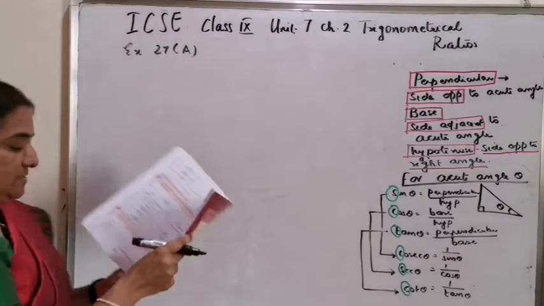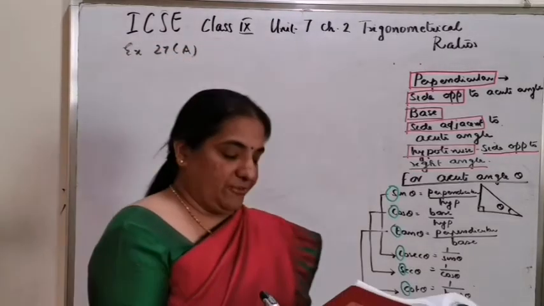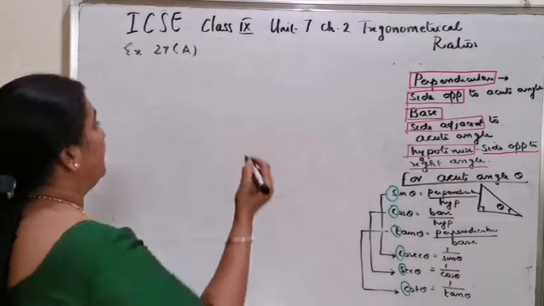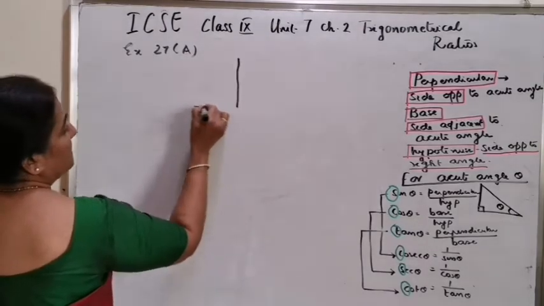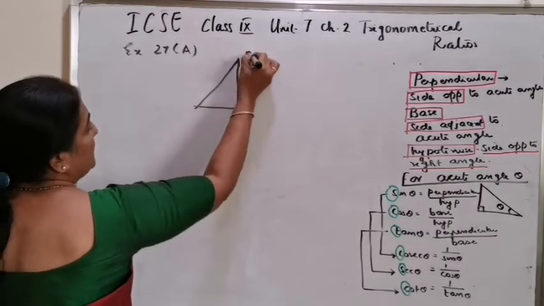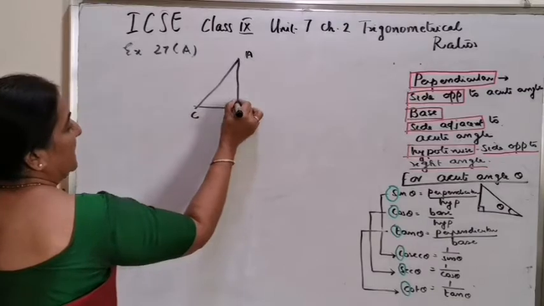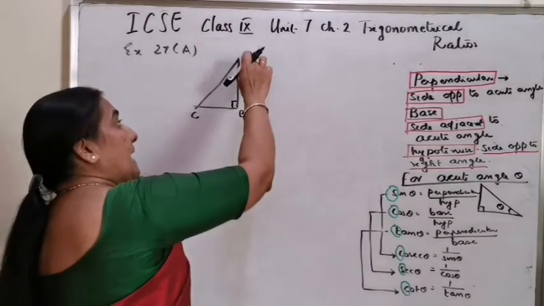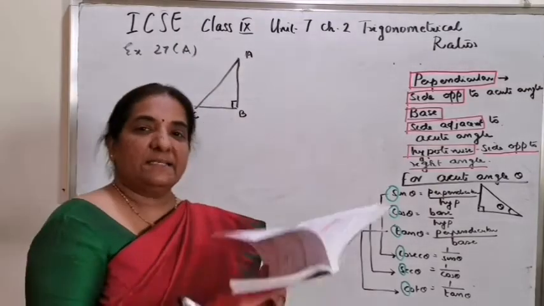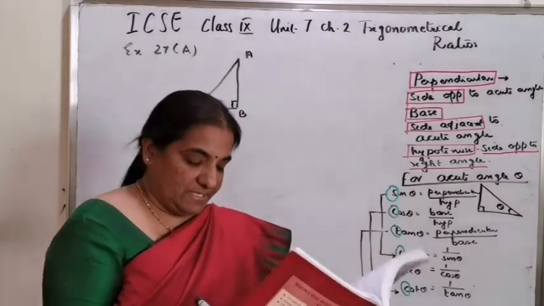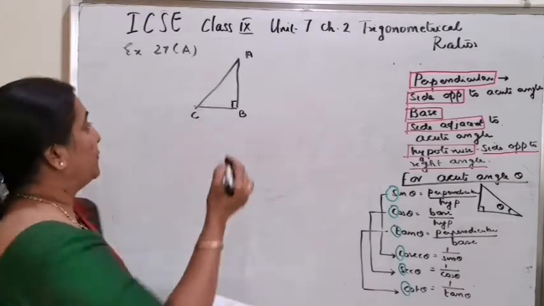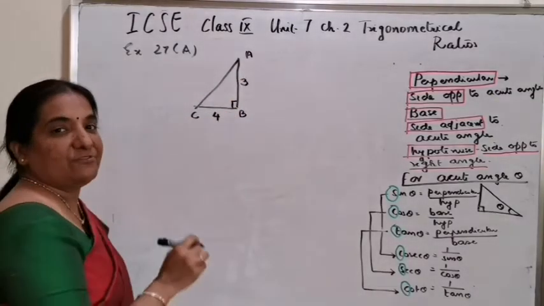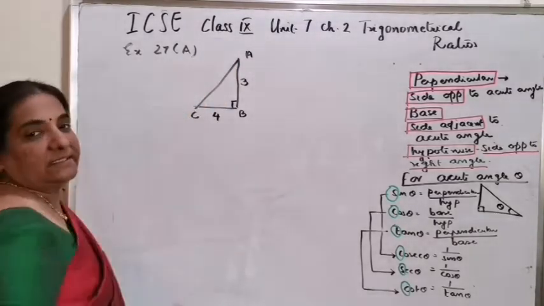From the following figure, find the values of. The figure is given to you as triangle ABC, right angled at B. So, you can apply the trigonometric ratios for both angle A and angle C, whichever is as per the question. They measure 3, 4. This is 3 and this is 4. So, immediately as the first step, you need to get the hypotenuse.